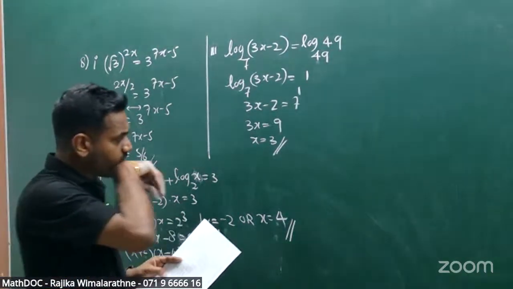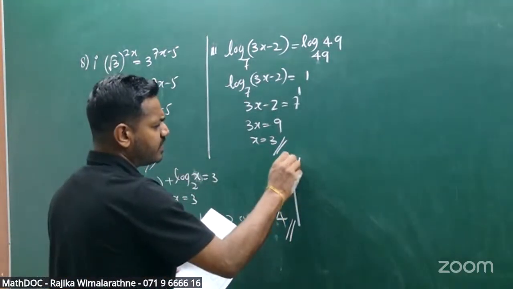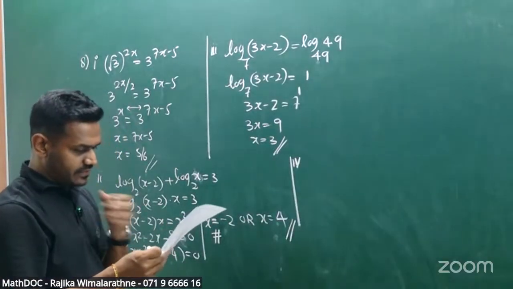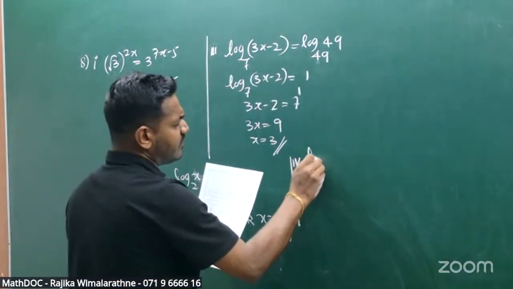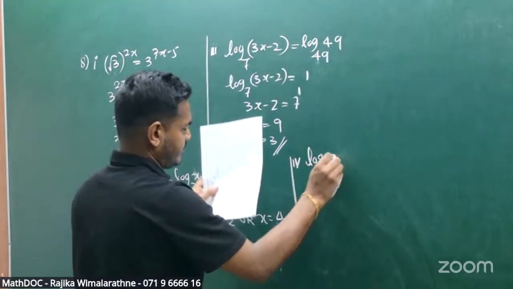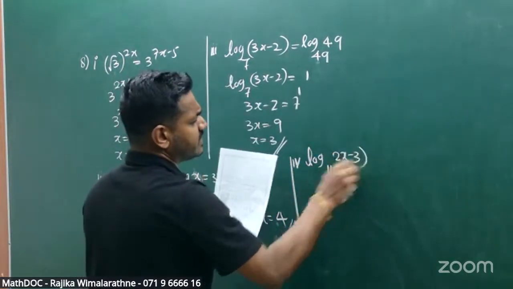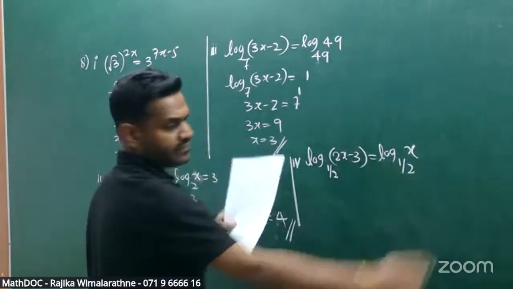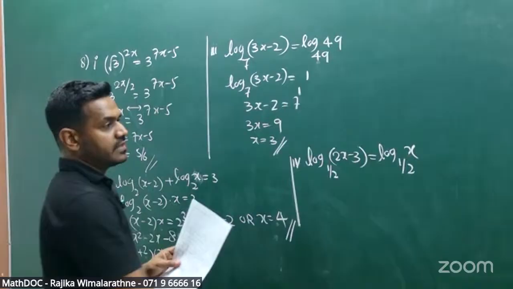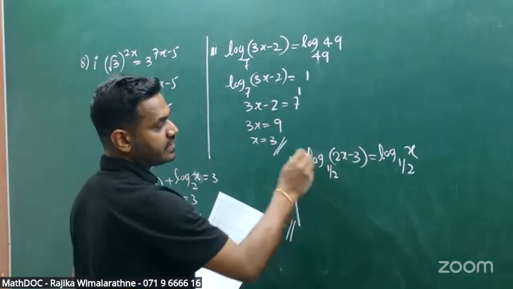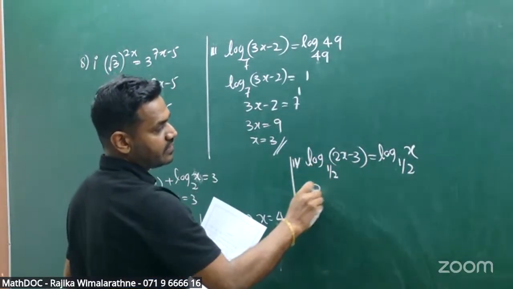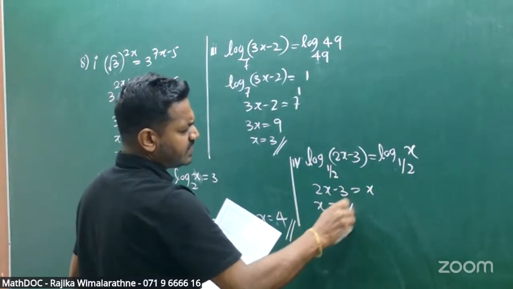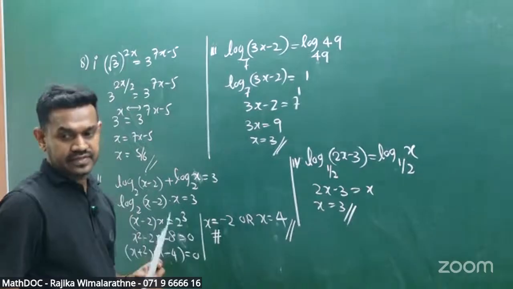Then question number 4. We have a logarithmic equation: log base half of 2x equals 3 log base half of x. Same base, no? Coefficients are 1, so you can cancel the logarithms by taking the antilog. Then x equals 3.